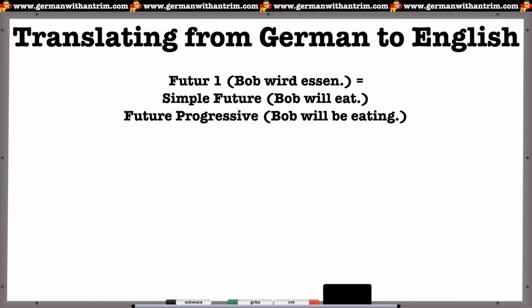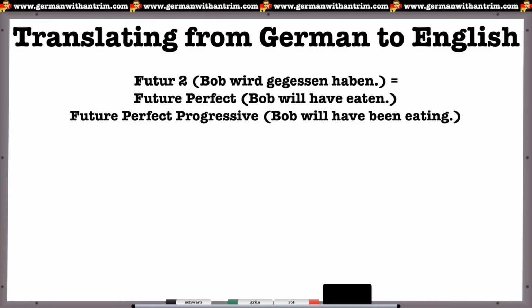Futur 1, Bob wird essen. Simple future, Bob will eat. Future progressive, Bob will be eating. Futur 2, Bob wird gegessen haben. Future perfect, Bob will have eaten. Future perfect progressive, Bob will have been eating.